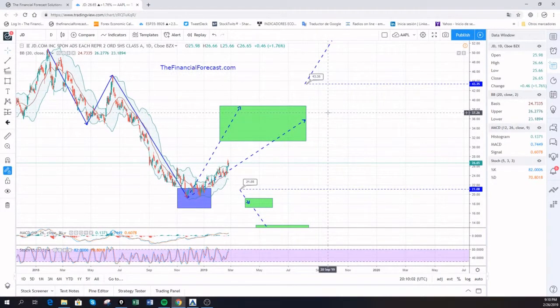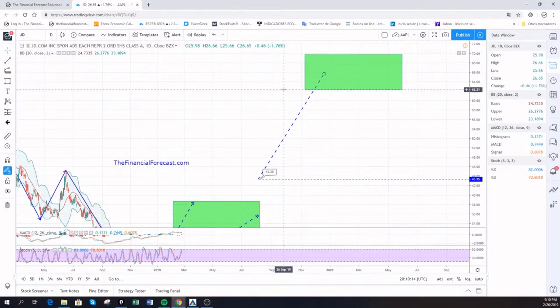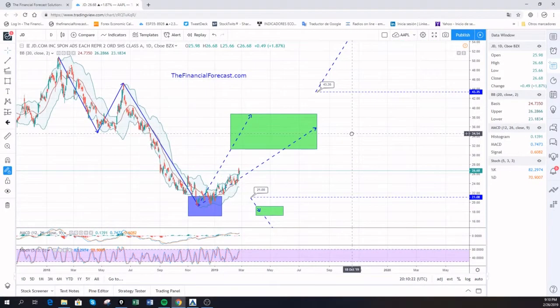If we break 43.35, then bulls are back, developing or confirming a higher degree bullish sequence that is going to take JD in the long term to 62.31 to 79.80.